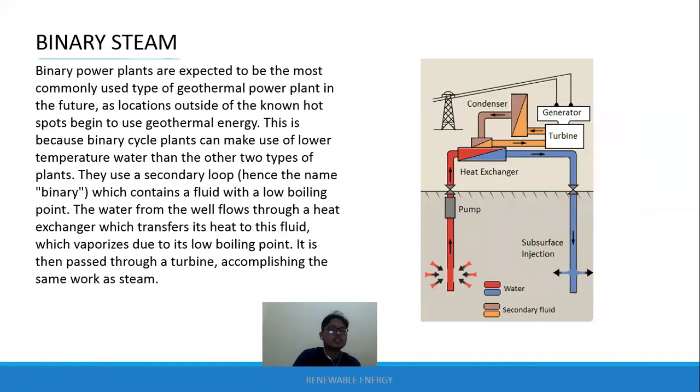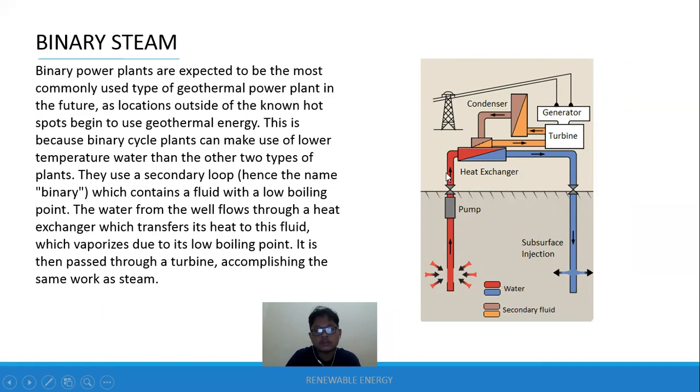So the third is binary steam. The binary power plant is expected to be the most commonly used type of geothermal power in the future. This has two loops in the system. You can see in this picture.